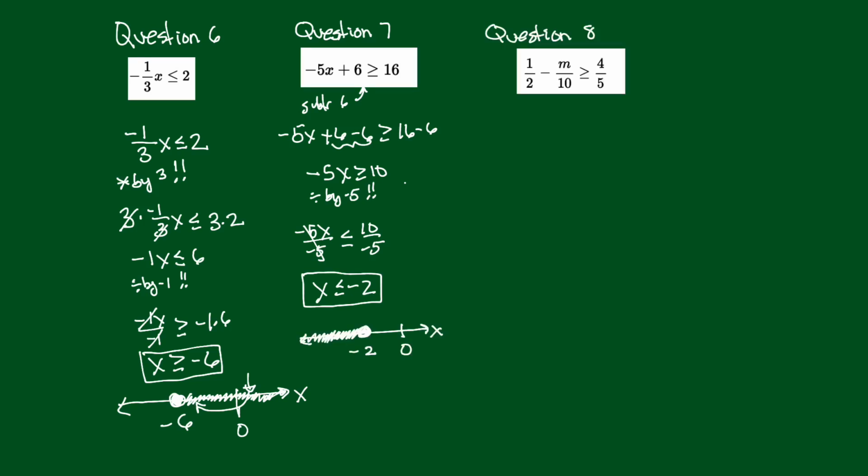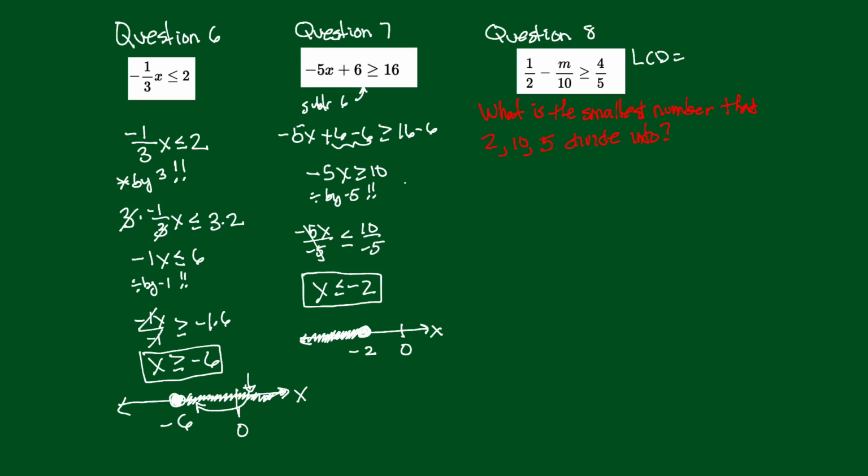Question 8. Let's see what we can do here. Now we've got fractions. With these fractions, I always do these the same way. I'm going to eliminate the denominators by finding the LCD. The LCD is the least common denominator, so I just think this. Look at these denominators, 2, 10, and 5. And I ask this, what is the smallest number that 2, 10, and 5 divide into?